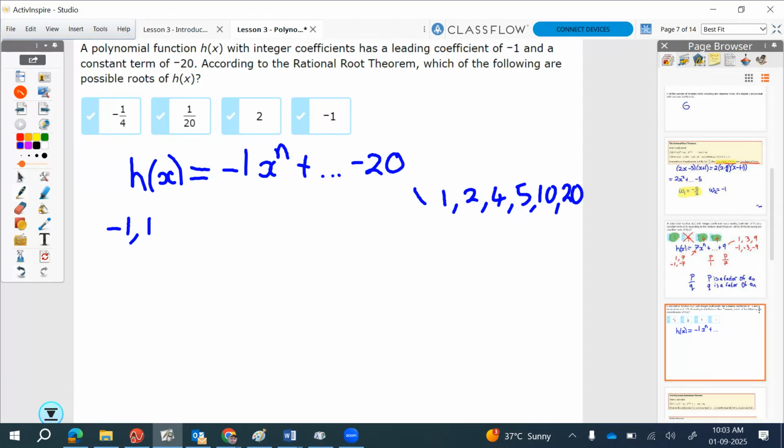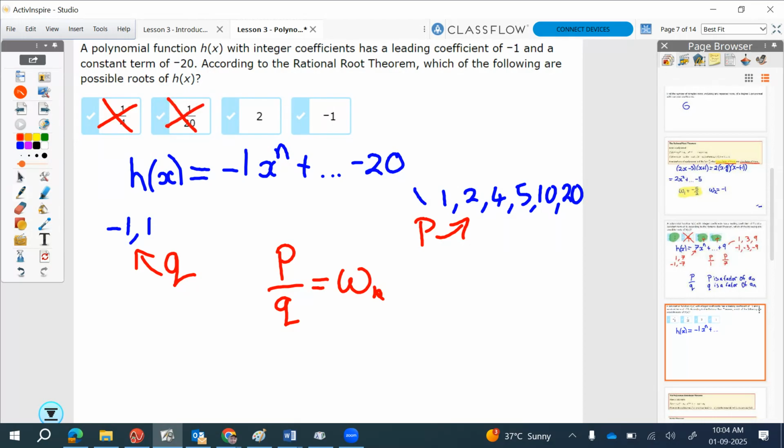So, can negative a quarter be a possible root? No. Negative quarter cannot be. But isn't it p over q where p is supposed to be a factor of? Yeah, but p is the constant, one or negative. Oh, okay. It can't be the second one either, right? What about the other ones? These could be roots.